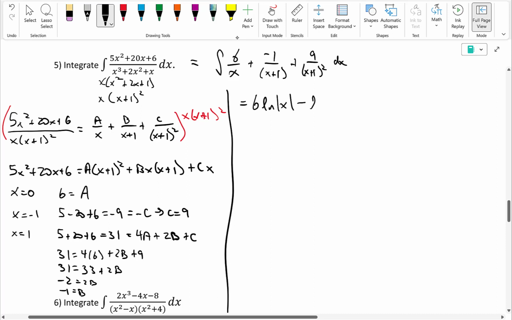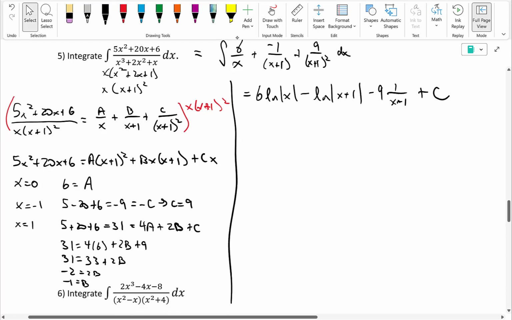Second one, we'll get a minus ln quantity x plus 1. And for the last one, we could do that simple u sub again, or you can think of it the same way we did for the ln next to it. It's just a u to the negative second, so we get a negative 9 times 1 over x plus 1 plus c.